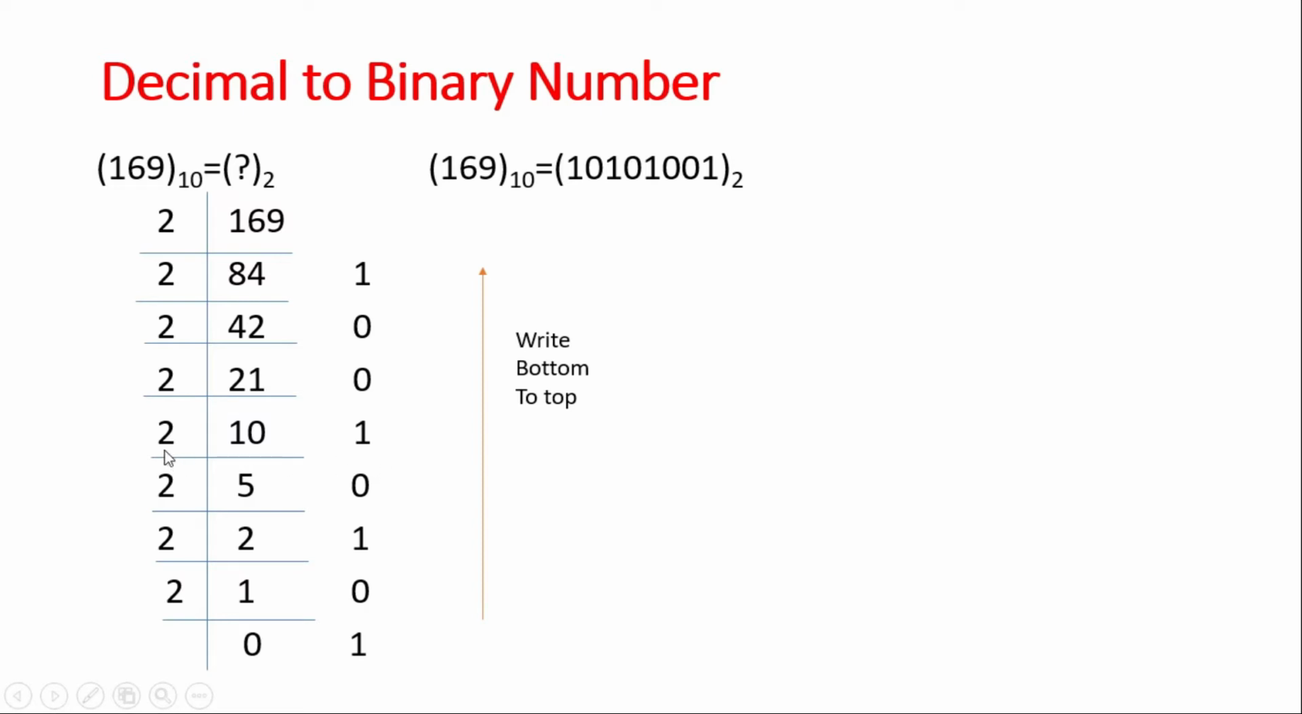10 divided by 2, remainder 0. 5 divided by 2, remainder 1. 2 divided by 2, remainder 0, and after that the last 1 divided by 2, remainder 1. So we take bottom to top, and 169 converts to this binary number, 101010001. So our decimal number is converted to a binary number.